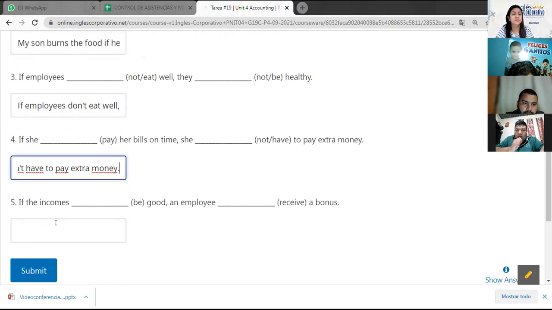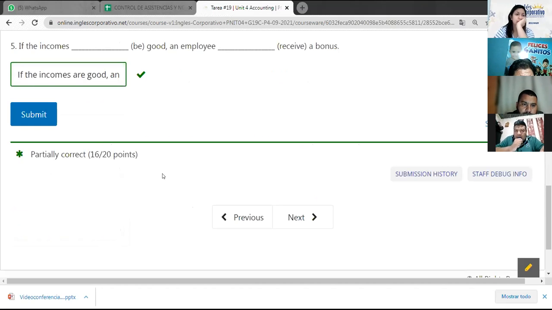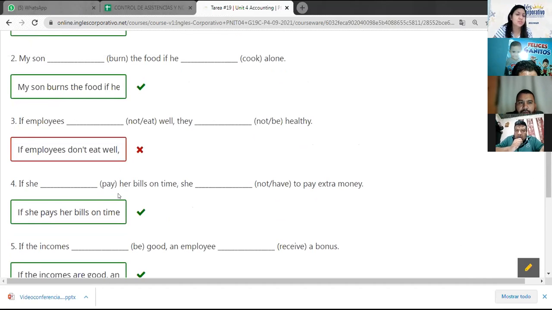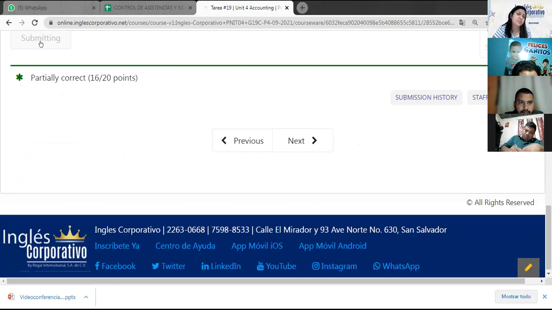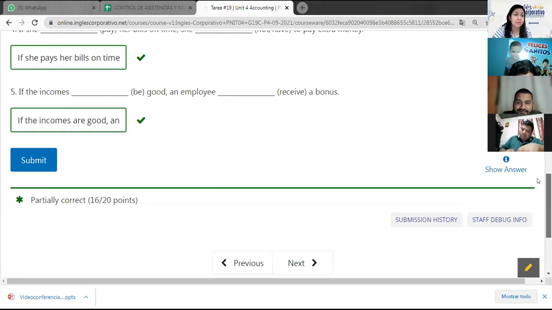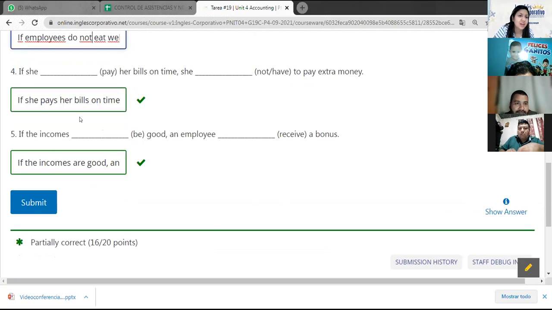If the incomes are good, an employee receives results. I have one. Sí, yo me recordaba que hay que poner separado el don, creo. Do not. Do not. Espacio ahí. Teacher, le dio dos espacios ahí, teacher. Después del note. Hay un espacio extra. Sí. Okay, thanks. You are the expert. Are not o puso aren't. Are not.